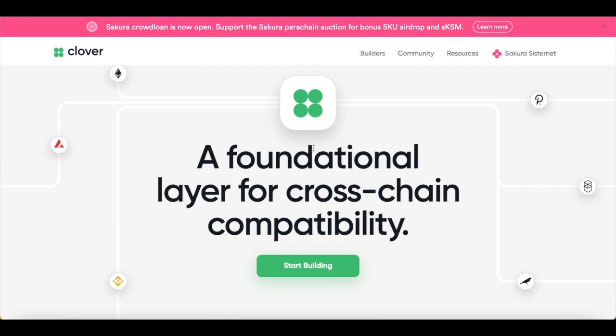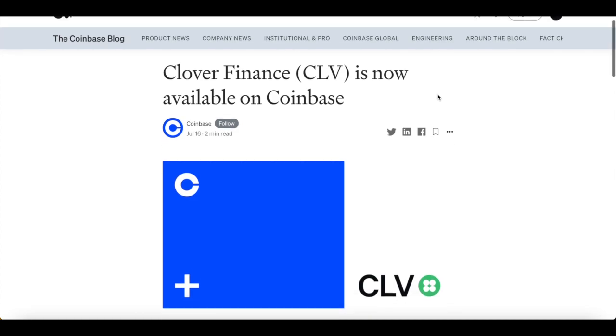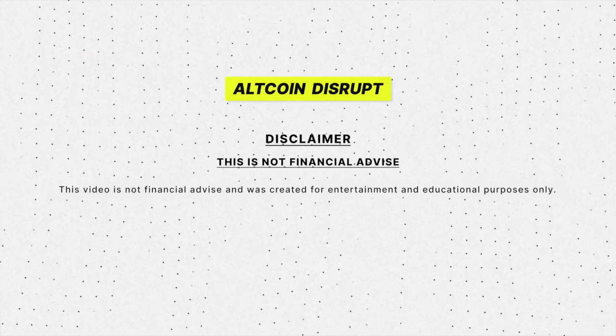So what exactly is Clover? That's the first thing we'll be having a look at. We've got some big news on Clover, and the big news is that Clover Finance is now available on Coinbase, which is huge for Clover. Naturally, the price is going to go up quite a bit, so we're going to have a look at that as well. It's very important to understand this is not financial advice. This video is for educational purposes and for entertainment purposes.